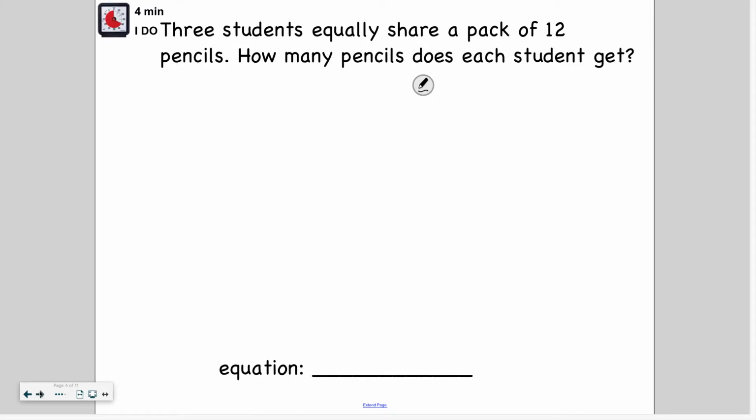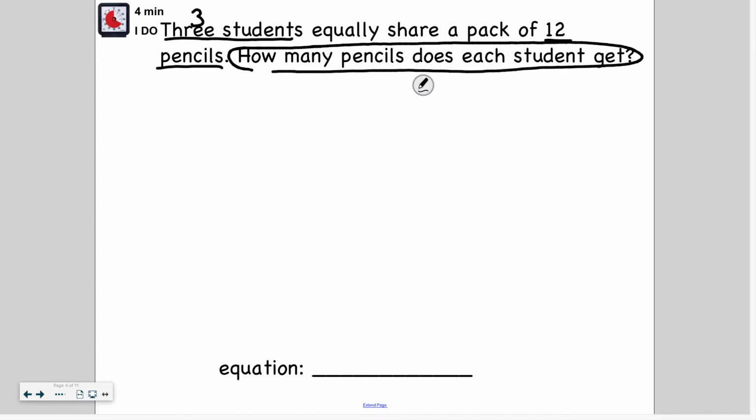Alright, so I'm going to model how to solve this problem. So please watch carefully as I solve. 3 students equally share a pack of 12 pencils. How many pencils does each student get?